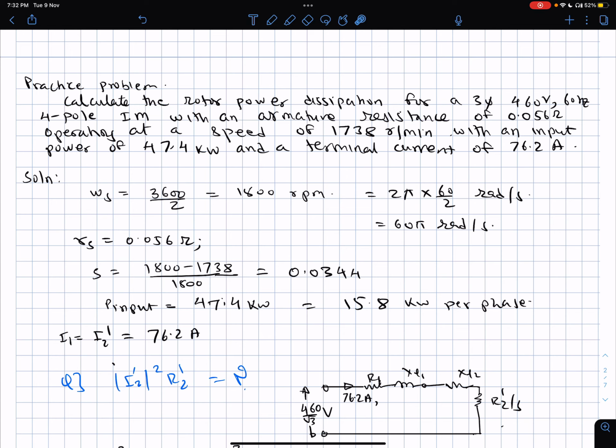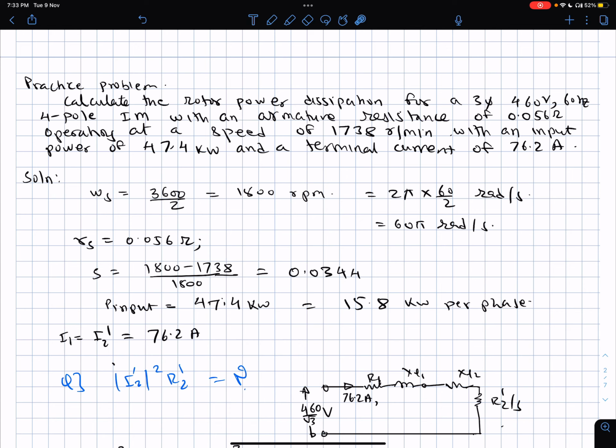Now, calculate the rotor power dissipation. The problem is to calculate the rotor power dissipation for a three-phase 460 volts, 60 hertz, four-pole induction machine with an armature resistance of 0.056 ohms, operating at 1738 revolutions per minute.